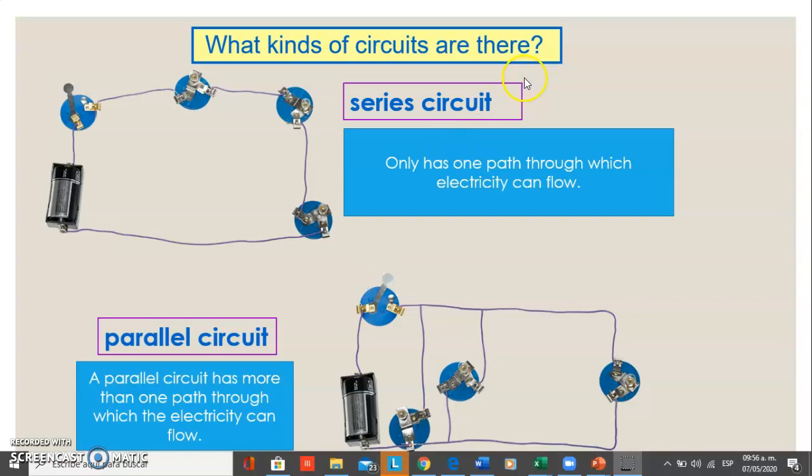So copy the question with the two circuit diagrams that we talked about in this lesson. Pause the video if you need, or check in your presentation. Let's continue with the next.